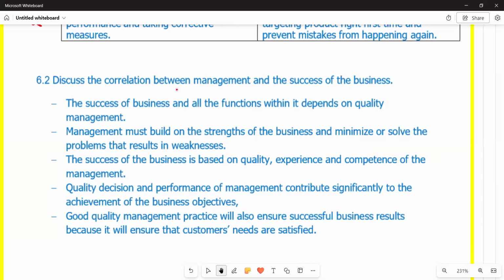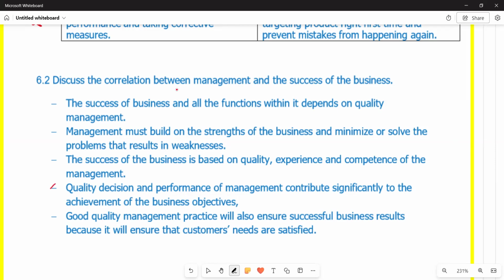The second point is management must build on the strengths of the business and minimize or solve the problems that result in weaknesses. So this is the second point. The third point, the success of the business is based on quality, experience, and competence of the management. So if we have good, experienced management in our business, obviously we are going to have success of the business.